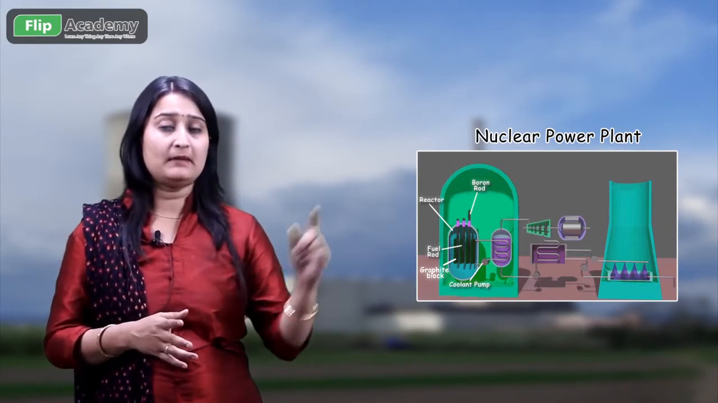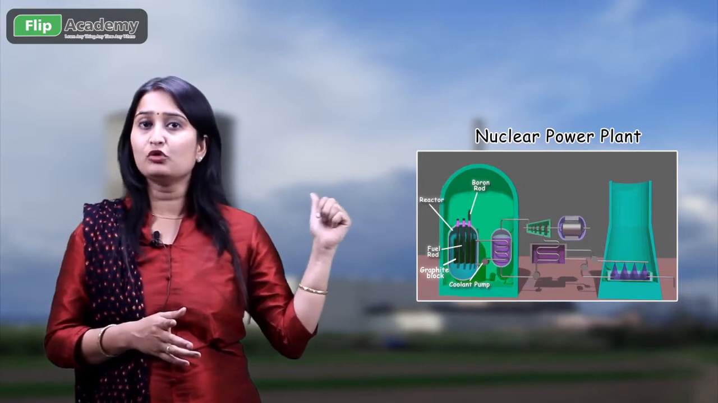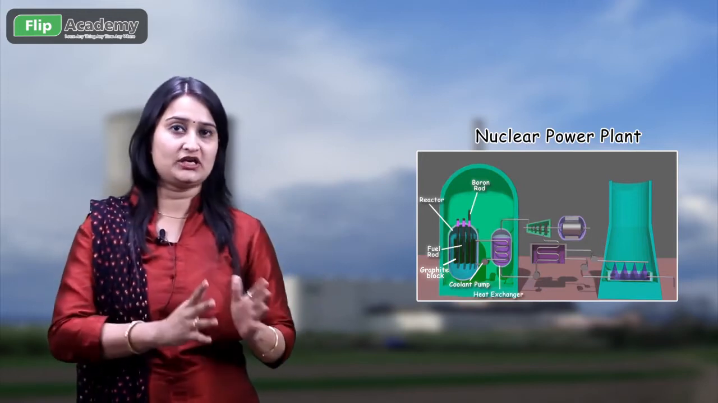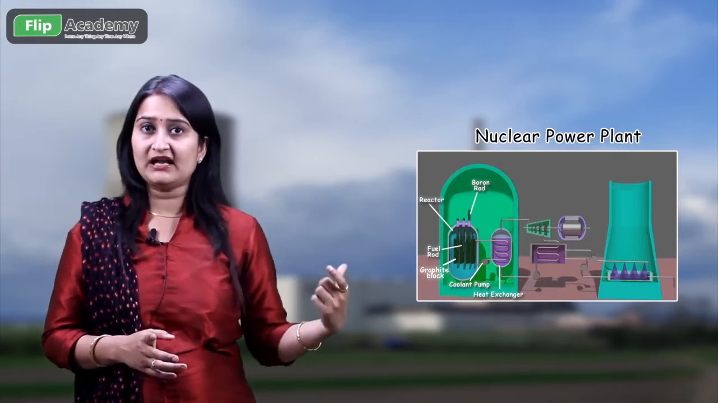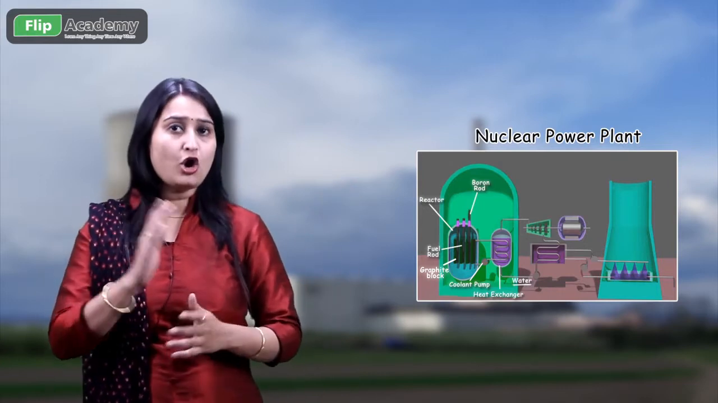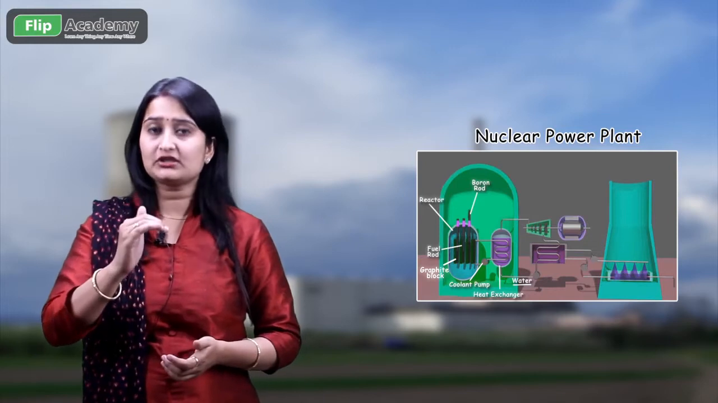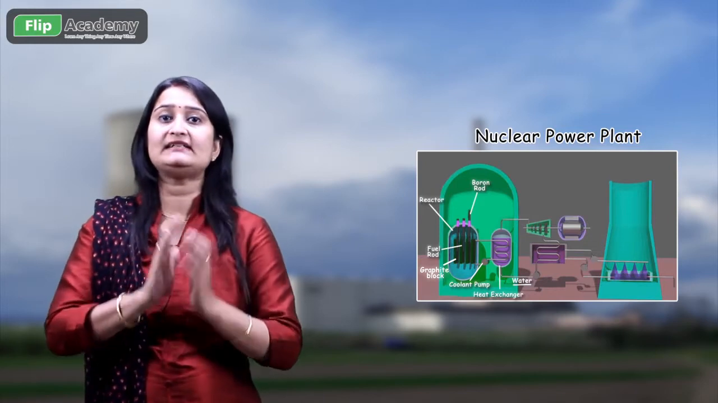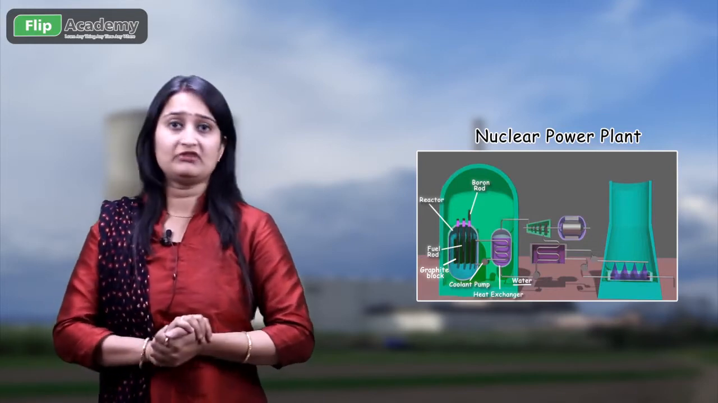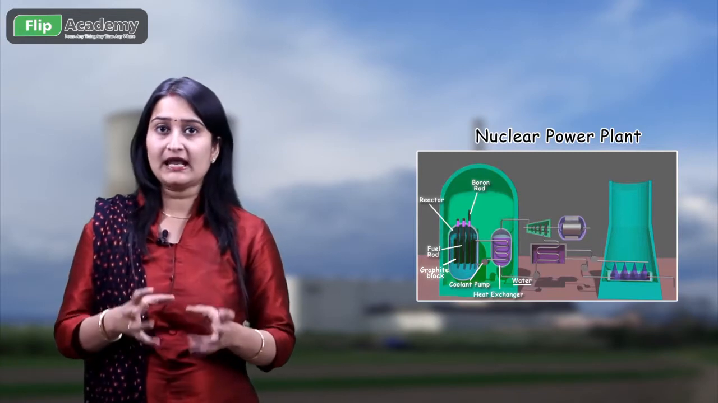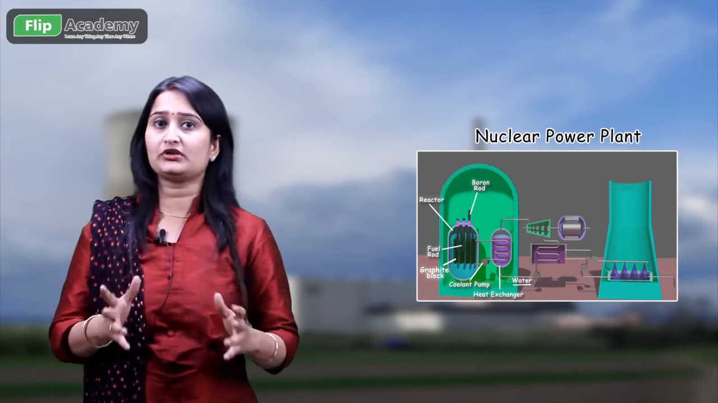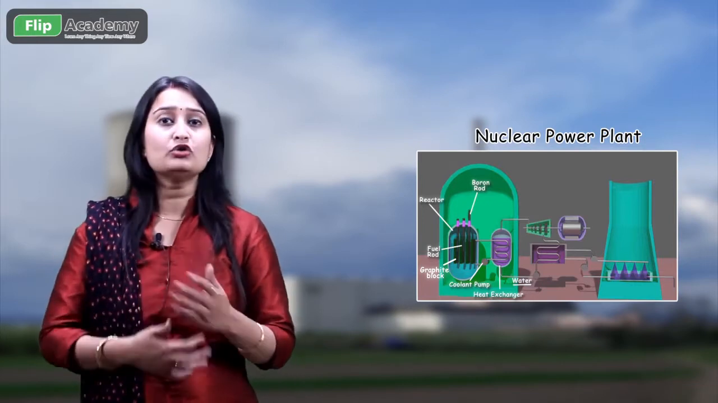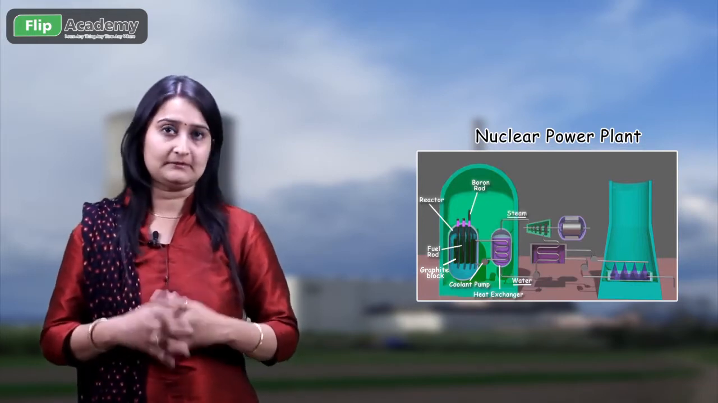So this hot sodium passes through the pipe and moves to the heat exchanger. In the heat exchanger, you can see that it is filled with water. When the hot sodium is passed through the pipe into the heat exchanger, which is filled with water, the water absorbs the heat energy of the hot sodium, and the water starts boiling and produces a large amount of steam.